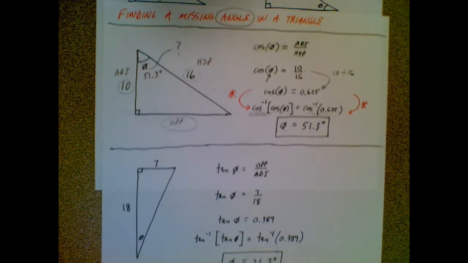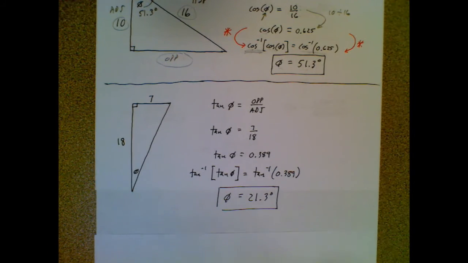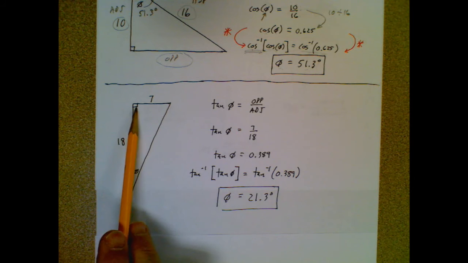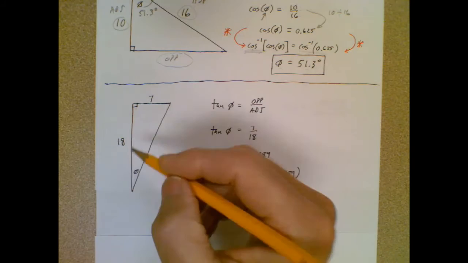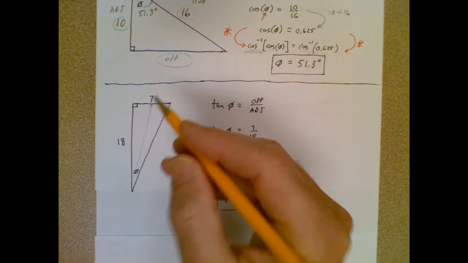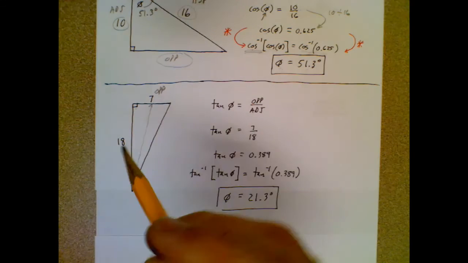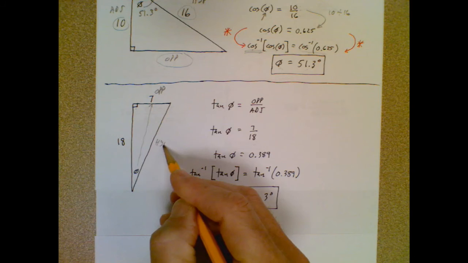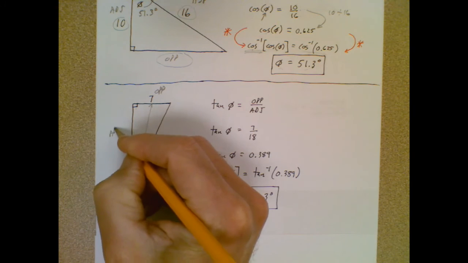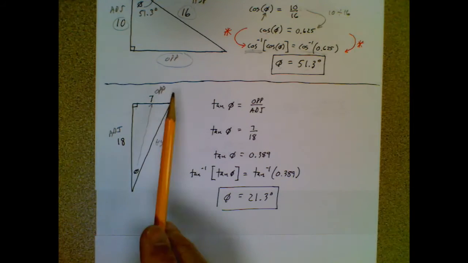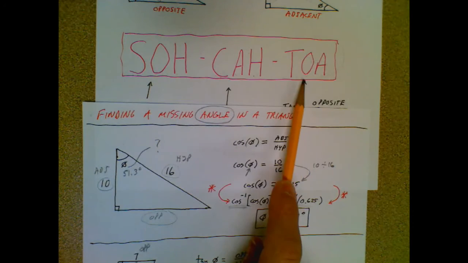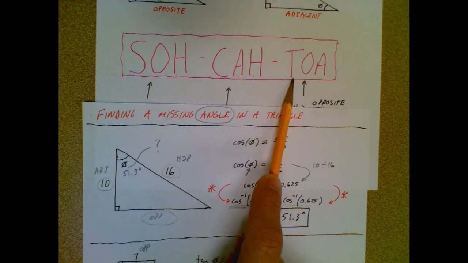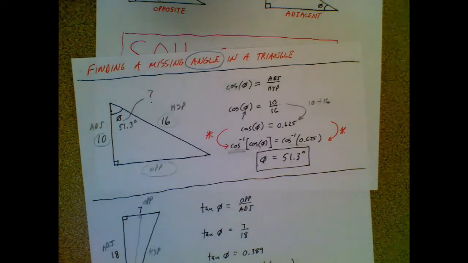One more example, and I think you would understand this totally. Here I have a right triangle. Trigonometry, the way we're using it right now, only works with right triangles. I know some information about the opposite side. And this is the hypotenuse. I don't know any information about the hypotenuse. That would make the 18 the adjacent. So I know something about the opposite and the adjacent. Opposite and adjacent, according to Chief Sokotoa, uses tangent.